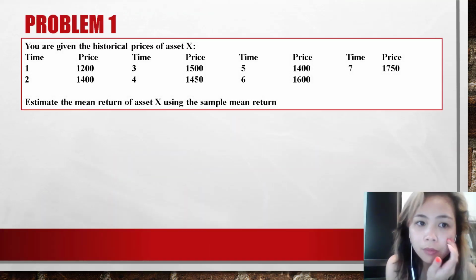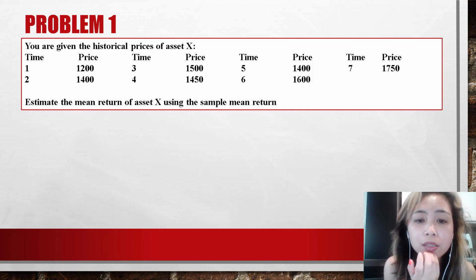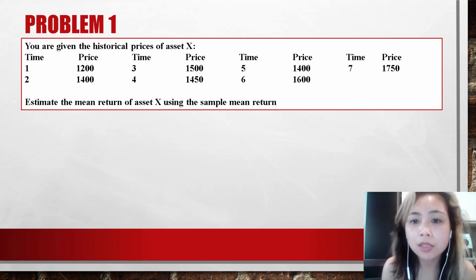Let's look at the first problem. You are given the historical prices of asset X. The price of asset X at time 1 is 1200, at time 2 is 1400, time 3 is 1500, time 4 is 1450, time 5 is 1400, time 6 is 1800, and time 7 is 1750. The question is: estimate the mean return of asset X using the sample mean return.